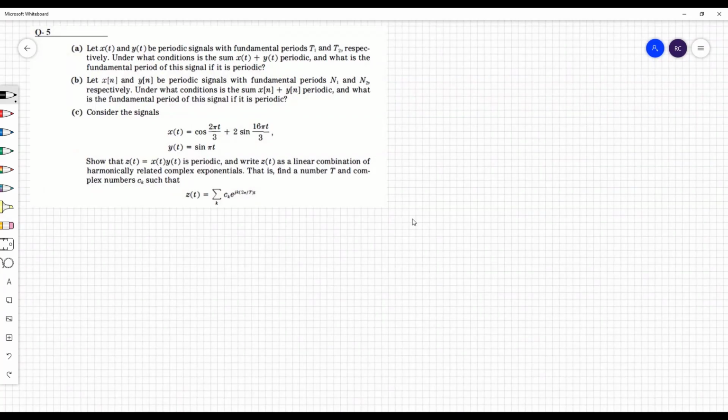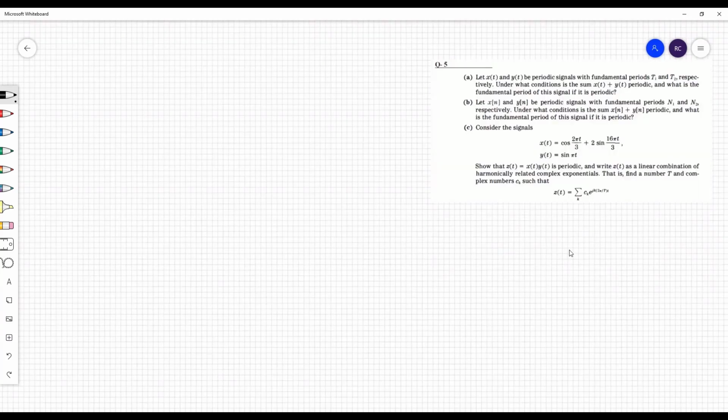Alright, moving to question number 5, part A. It says that let x(t) and y(t) be periodic signals with fundamental periods T1 and T2. That means x(t) and y(t) are periodic signals. So x(t) has a period T1, that means x(t) is the same as x(t plus T1), right? y(t) has a period T2, that means y(t) should be the same as y(t plus T2).